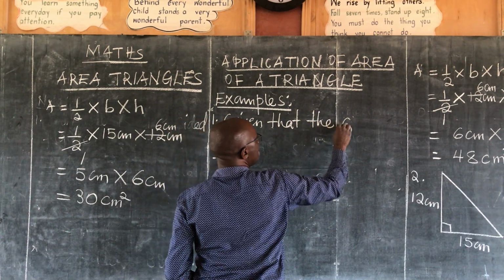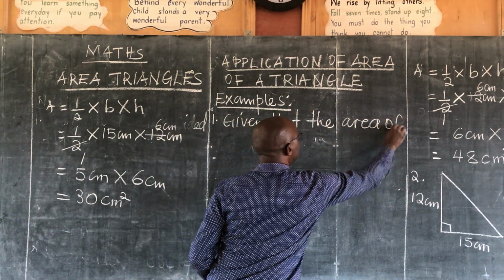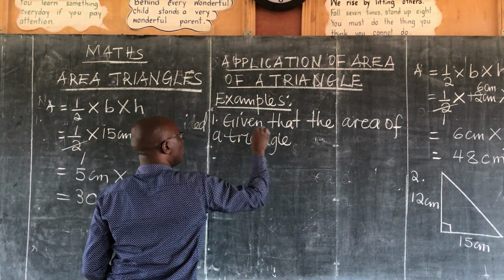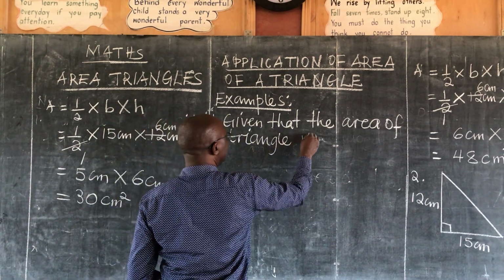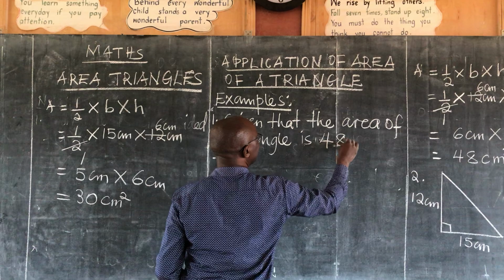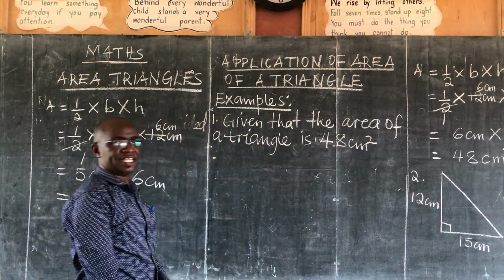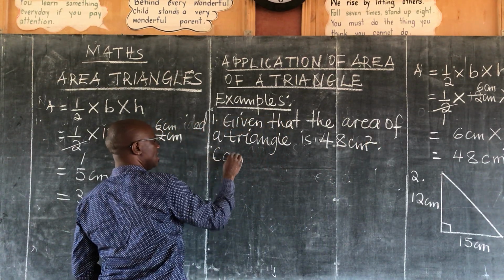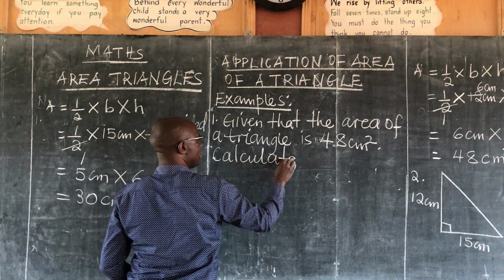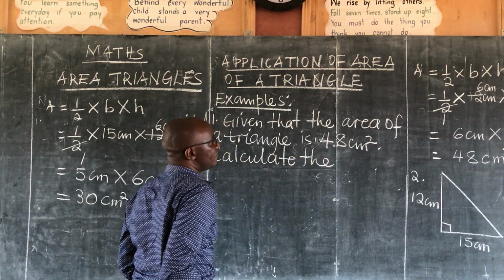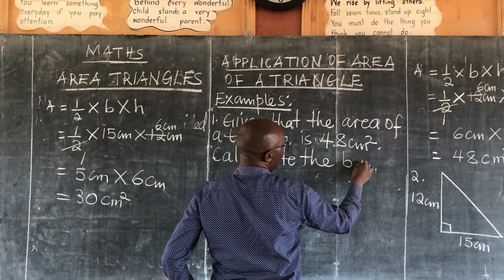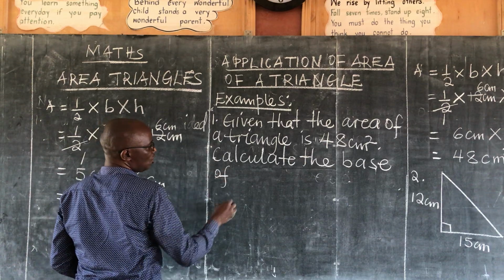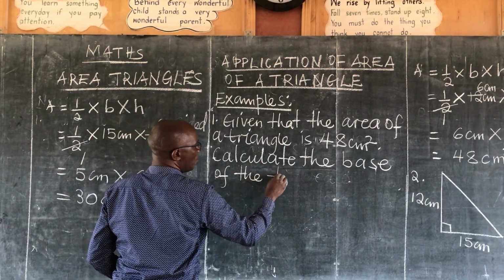Given that the area of a triangle is 48 square centimeters. Calculate the base of the triangle.